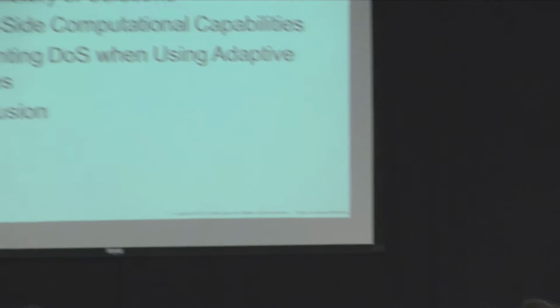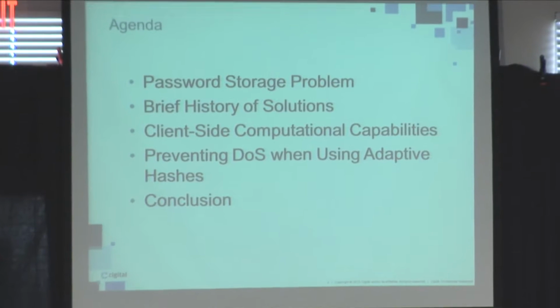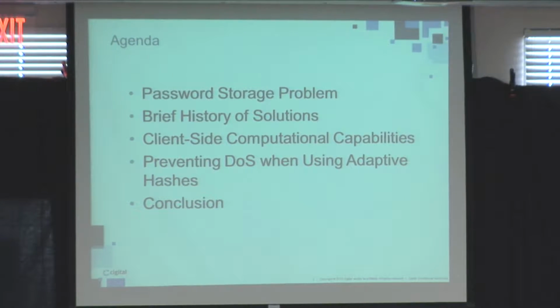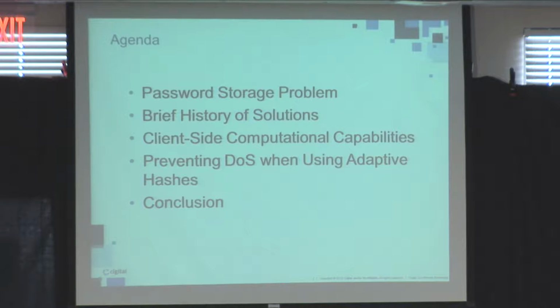All right, so we're going to go into the history a little bit about password storage and how we got into the area of adaptive hashes, why it's important for us to use adaptive hashes, and then we'll get into the problem of denial of service when you are using adaptive hashes.